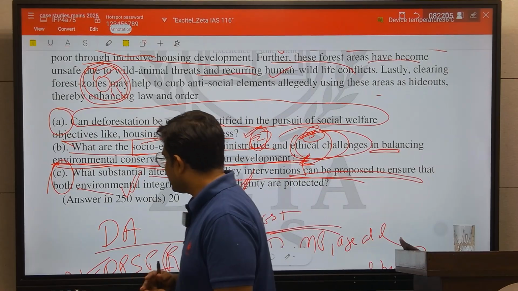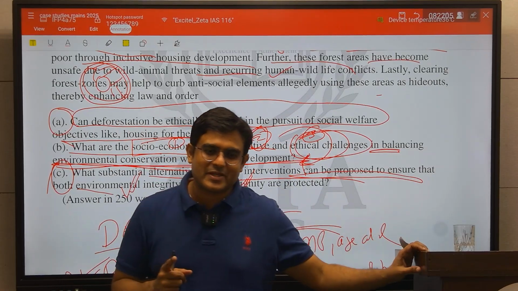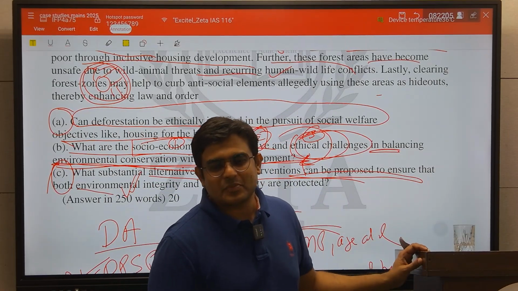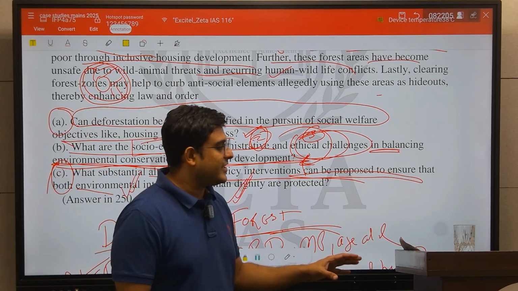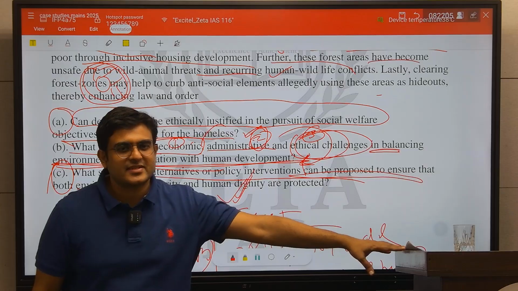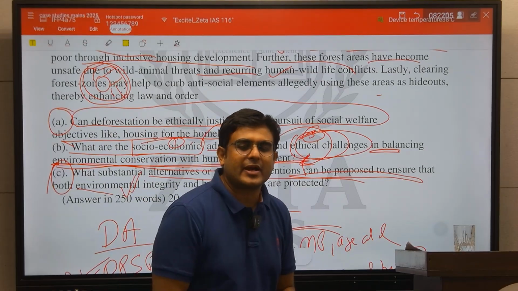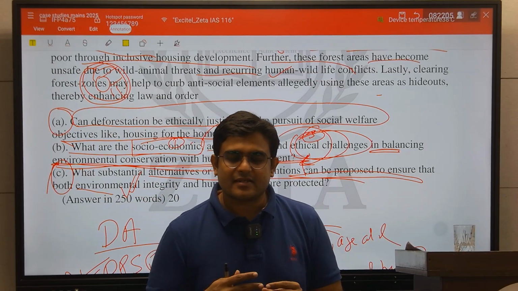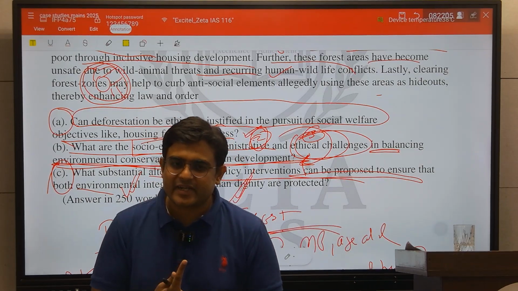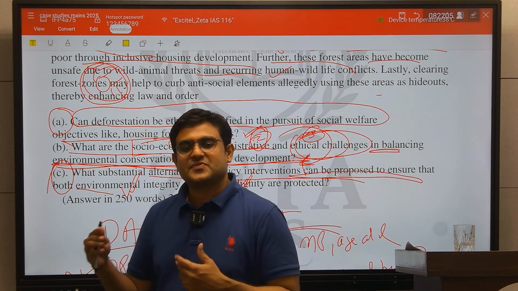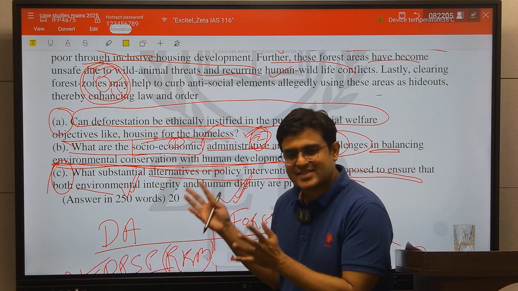So in a sense, though there is a DPSP, one DPSP of Roti, Kapda, Makan, it should be integrated with other DPSPs as well. There is the right to life with dignity by providing necessary basic necessities, but there is also the right to a clean environment. And in such a way, we can integrate environmental ethics with human dignity and welfare. So this way, you can write this case study.